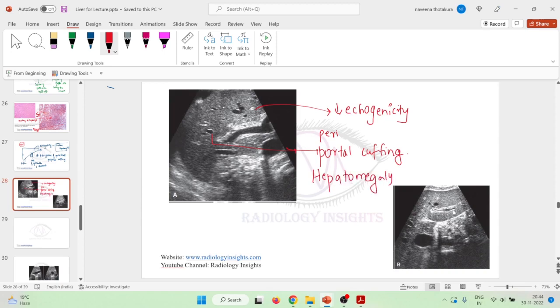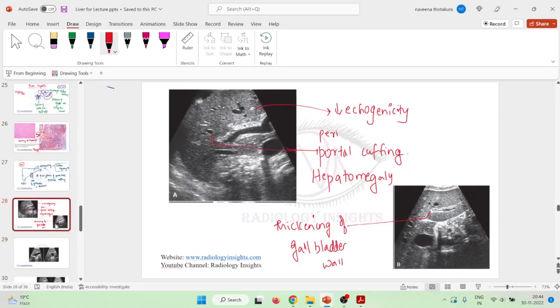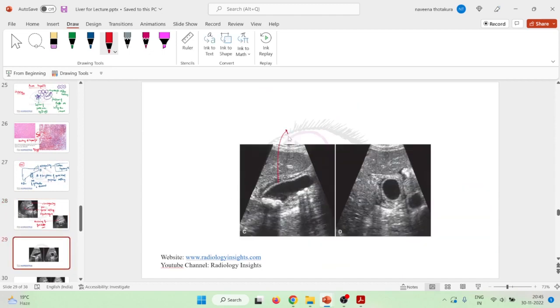And this is the gallbladder. If you see, the wall of the gallbladder is thickened. So we will see that there is thickening of the gallbladder wall in patients with acute hepatitis. So these are ultrasonographic pictures. You see a better picture, this is better. This is a thickened gallbladder wall. These two are thickened gallbladder walls.